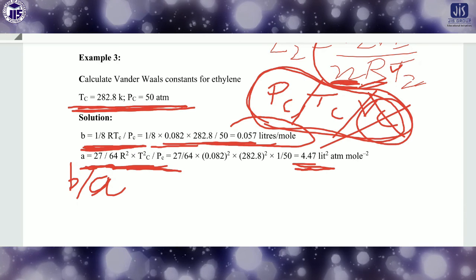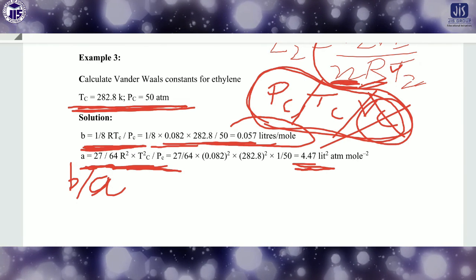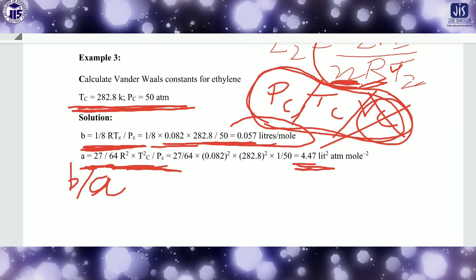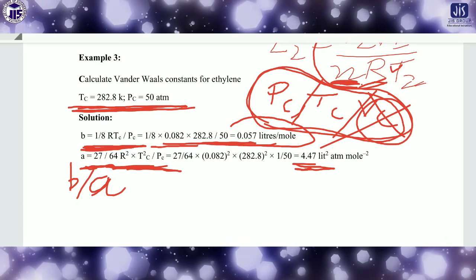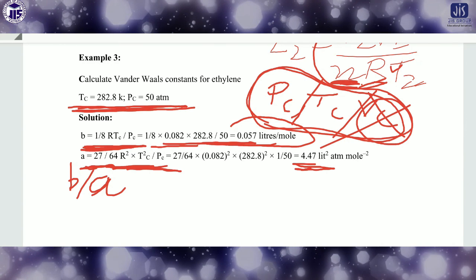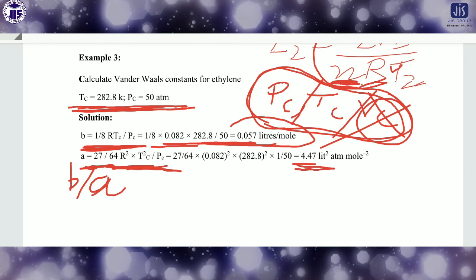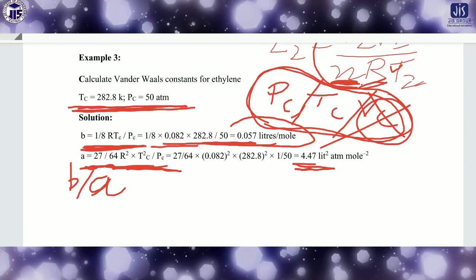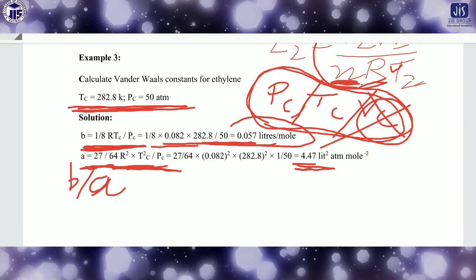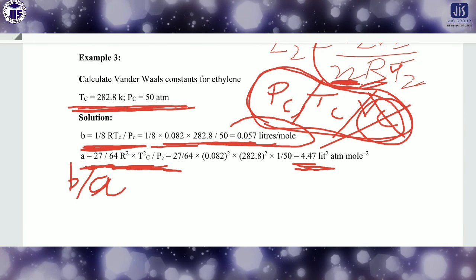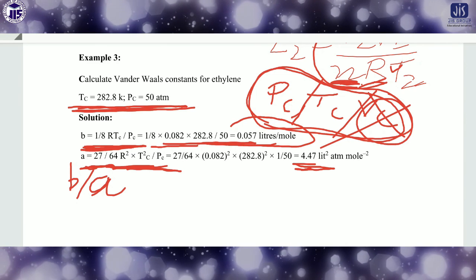So this way you have to solve many problems, because in the real gas chapter there are many types of questions. In another class I have also discussed different kinds of problems where you have to apply the van der Waals equation. But here the van der Waals equation is not required; what is required is finding the a and b values, the pressure correction term and the volume correction term, from the critical temperature, critical pressure and critical volume using these equations.